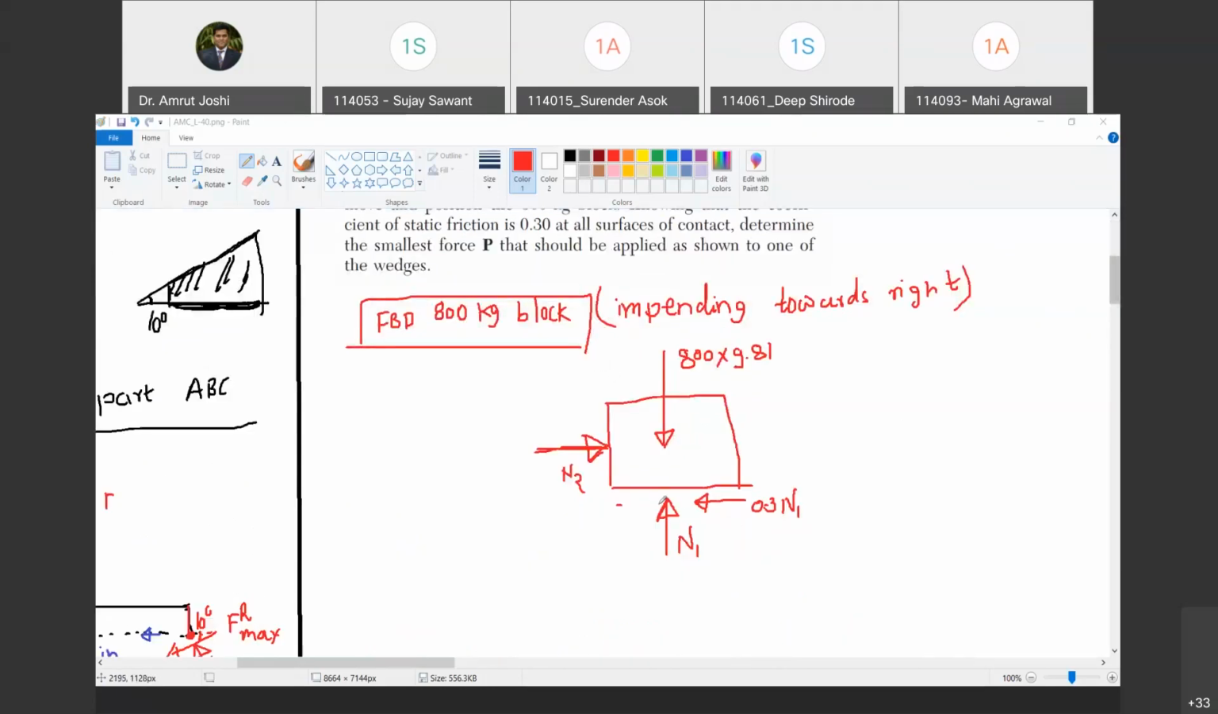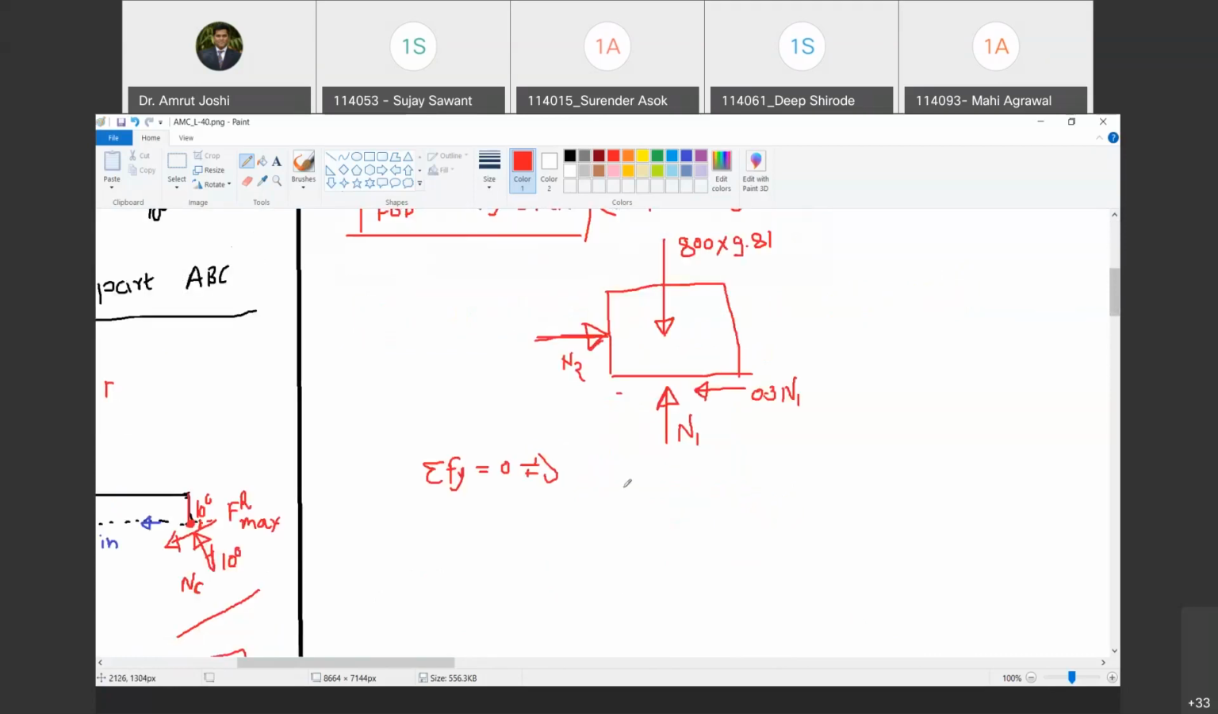Now how many unknowns are there in this case? There are two unknowns. So how do we solve for them? Naturally, we are going to apply equations of equilibrium. Summation Fy equal to 0 is going to give you what? N1 minus 800 into 9.81 equal to 0. So that gives you N1 equal to 800 into 9.81.